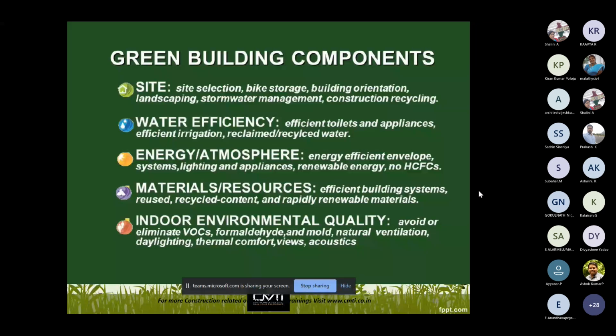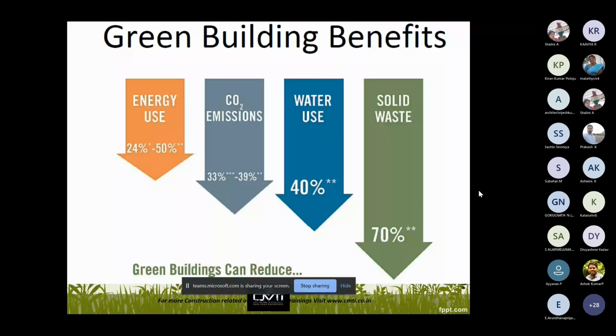What benefits you will get: 25 to 50% of the energy we can save by using green building aspects, emissions we can reduce by about 33 to 39%, water usage up to a maximum of 40% we can reduce by adopting green building technologies, and solid waste we can reduce by 70%. You can see how much resources we are wasting, and by adopting green building technologies, we can save this much of resources.